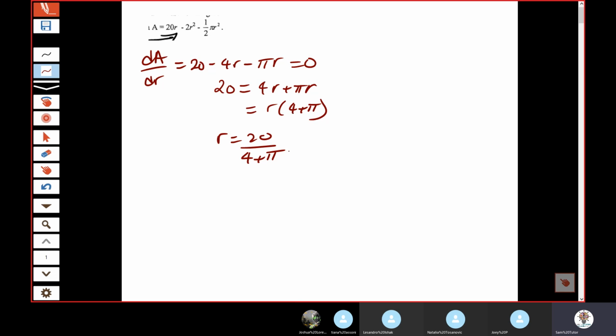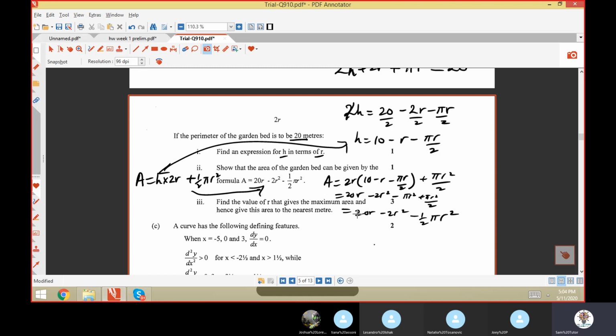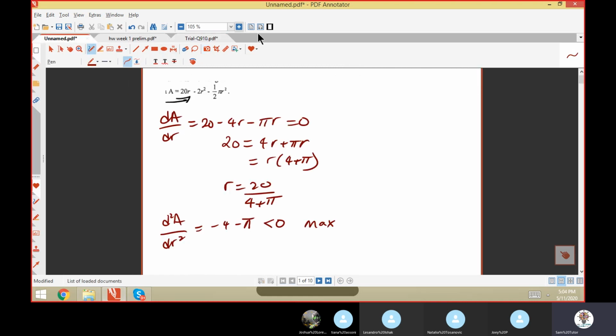What's the next step? Nature. Come on. d2A on dr squared equals negative 4, negative pi. What's negative 4, negative pi all the time? Less than 0, which means it's a max. Then we stop, we go back, reread the question, find the value of r, and hence give this area to the nearest meter. I'm not done. I have to actually give the area now.